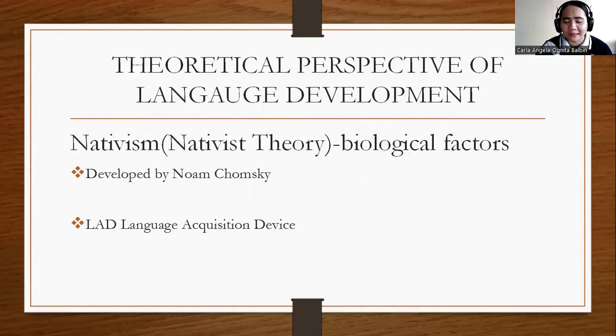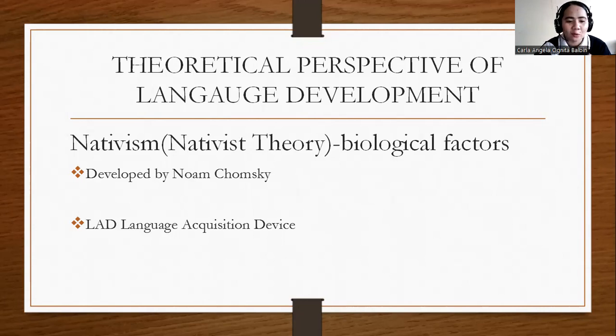Okay, the nativism or the nativist theory. So I put it there, biological factors, because it has something to do with biological factors. The nativist theory was proposed by Noam Chomsky. According to him, infants have the innate ability to learn language. For example, diba, the child would not say, "juice, I want." Instead, the child would say, "I want juice." So meaning to say, children are able to do this even before they have developed much vocabulary.